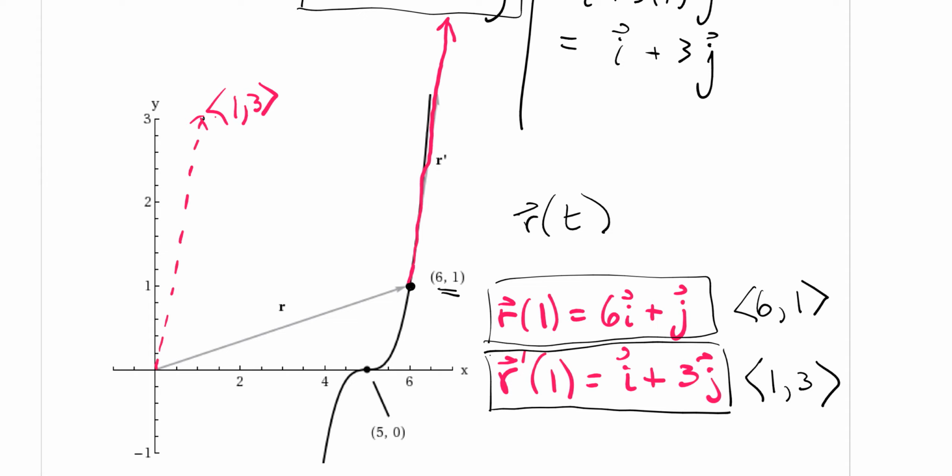So the dotted vector here is that vector in component form with its initial point at the origin. And this pink vector, I did my best to try to draw the same distance, the same length as here, it should be. And that is the derivative vector. 1 comma 3 is a vector with its initial point at 6 comma 1.